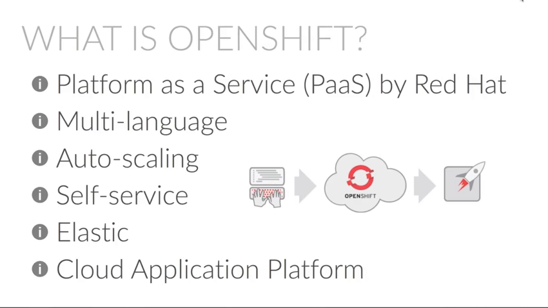The last key point is that it's a cloud application platform, which means that we are not just a public platform, we can also be a private platform. So we can run anywhere where Red Hat Enterprise Linux can run. So it can be a private IaaS like OpenStack, or it can be a public IaaS like Amazon EC2 or Rackspace or Google Compute Engine. So we can run on any cloud platform, be it private or be it public.